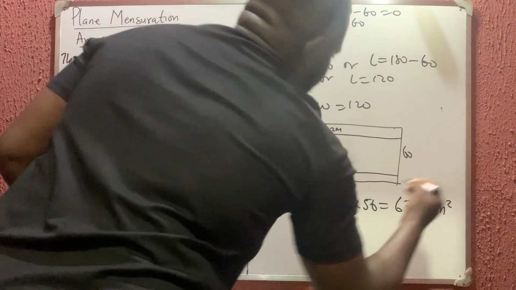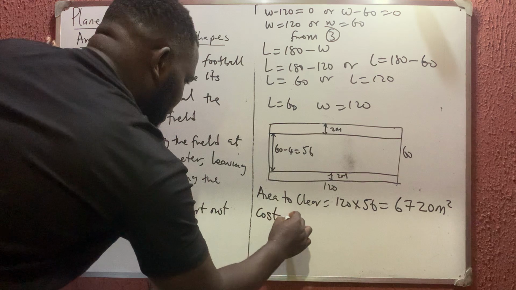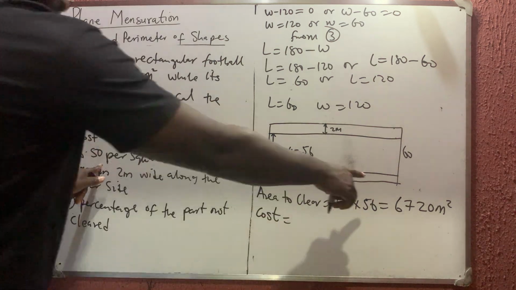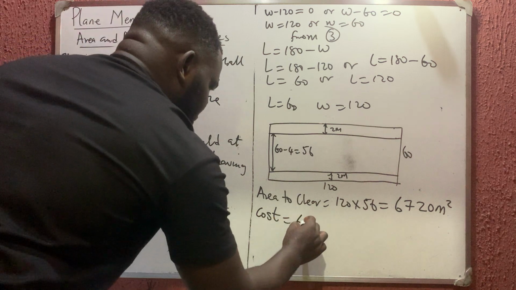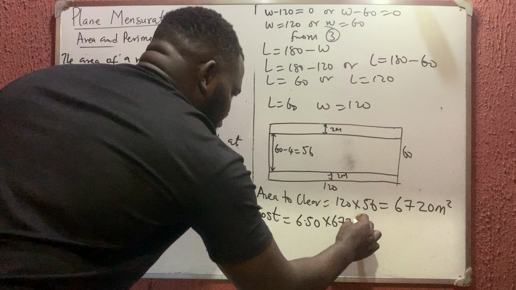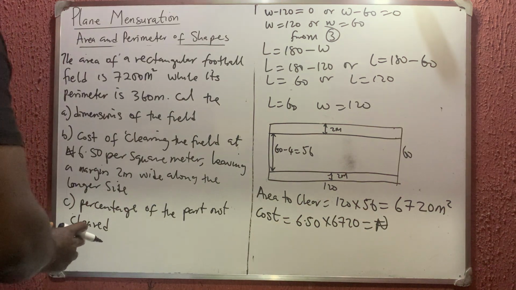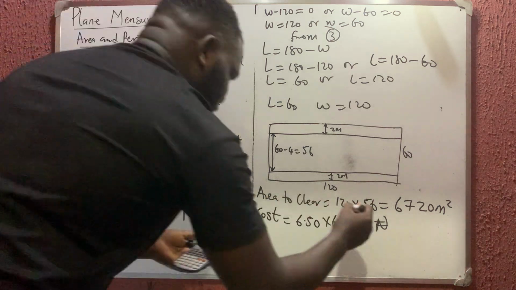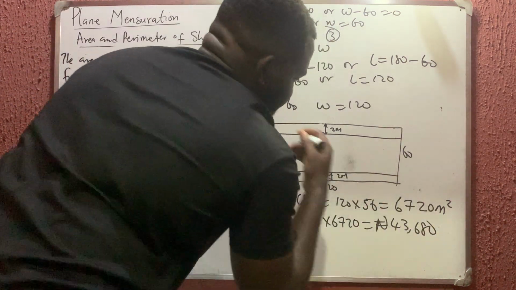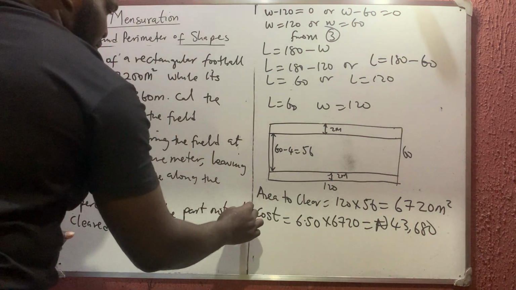meters square. Okay, so now the cost will be, since 1 meter square is 6.5, so just multiply by this. So the cost will now be 6.50 times 6720. So how much they are supposed to pay, times 6.5, is 43,680. Okay, so that is the answer to question B.